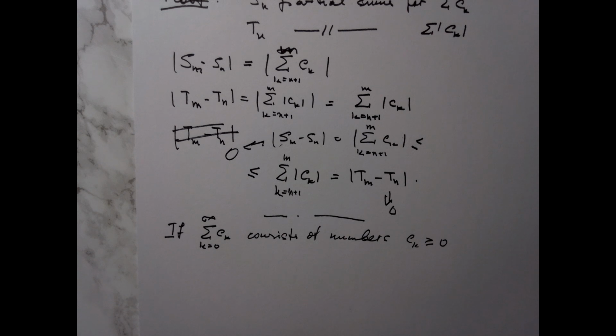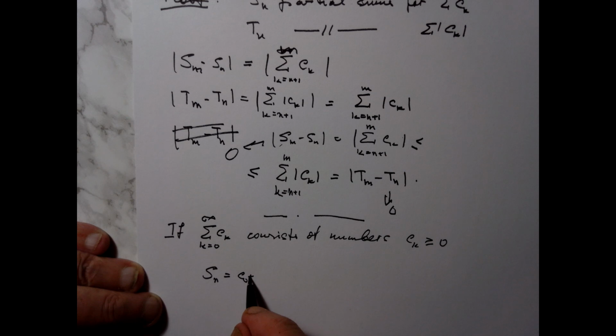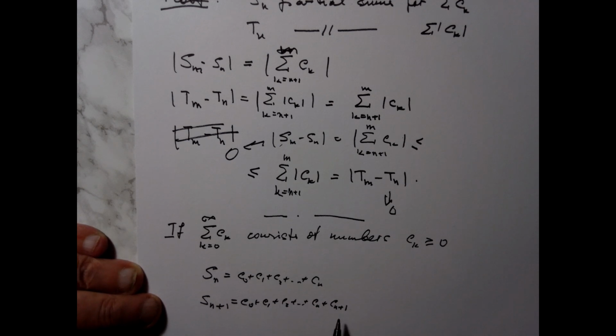Well, remember that the series converges if and only if the sequence of partial sums converges. So the partial sum here will be equal to C0 plus C1 plus C2 plus etc. plus Cn. And what will be the next partial sum, Sn plus 1? Well, it will be C0 plus C1 plus C2 plus etc. plus Cn plus Cn plus 1. Good? Now remember that this Cn plus 1 is a positive number or non-negative number, which means that Sn plus 1 is greater or equal than Sn.